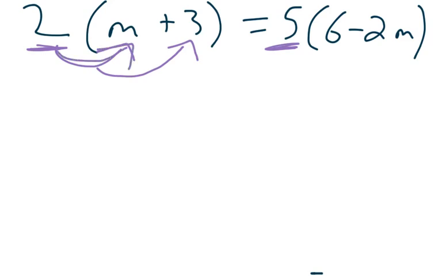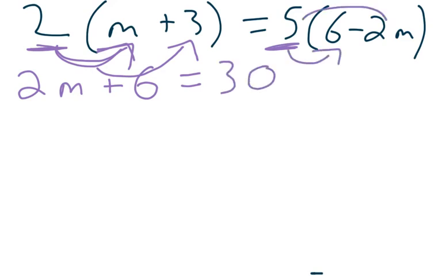So 2 times m gives me 2m. And then I do the same thing with my 2 and my 3. So 2 times 3 gives me 6. Bring down my equals. And I'm going to do the same thing to the other side. 5 times 6 gives me 30. And then 5 times negative 2 gives me negative 10, and the letter m is going to go with it.